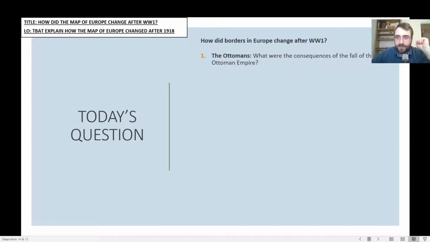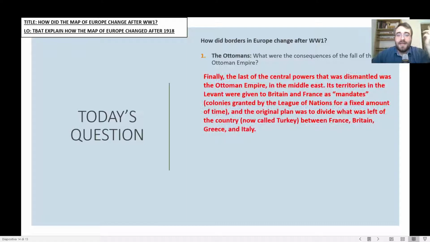Finally, the Ottomans. What were the consequences of the fall of the Ottoman Empire? Finally, the last of the Central Powers that was dismantled was the Ottoman Empire in the Middle East. Its territories in the Levant were given to Britain and France as mandates. We didn't explore the thing of mandates. Mandates were colonies granted by the League of Nations for a fixed amount of time. Essentially, they were colonies with an expiration date, which were legally allowed by an institution which did not allow colonies, but it was sort of a way France and Britain made sure that they could preserve their huge colonial empires with a semblance of international legality.